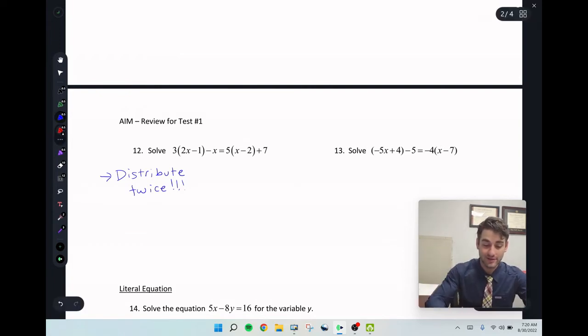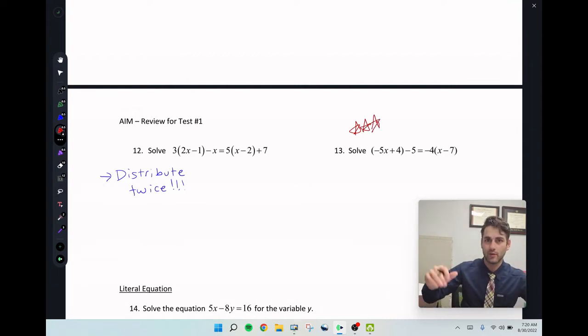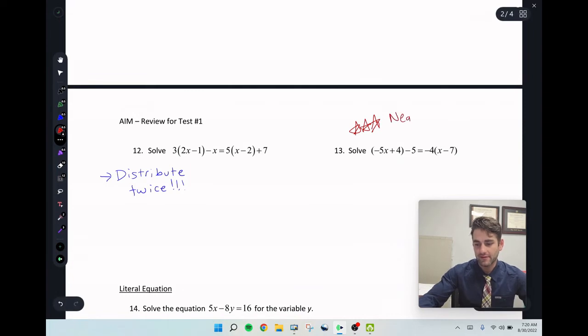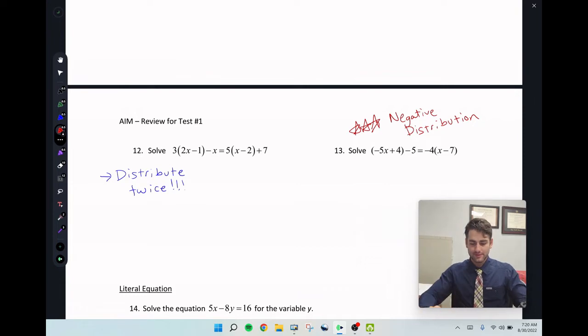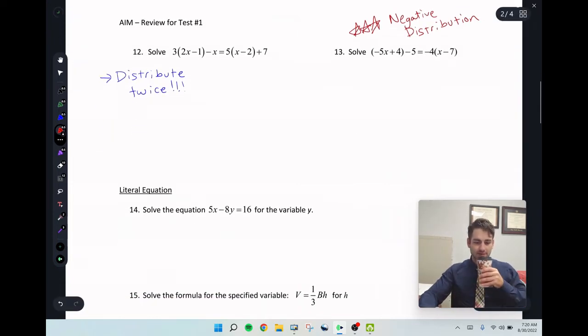But on the next one, here's your little hint. Star, star, star. This is where people get tripped up. So if you need help with it, come and ask for it. We'll be happy to work it. But we've got a negative distribution. And that would be the hardest part to me. Negative distribution would be the part that I would see people really worried about or struggling with. All right, let's see what else we got.